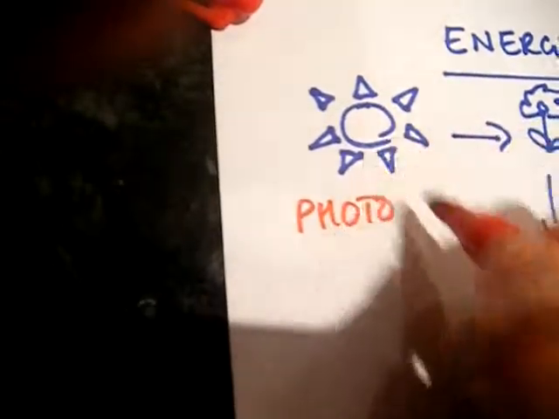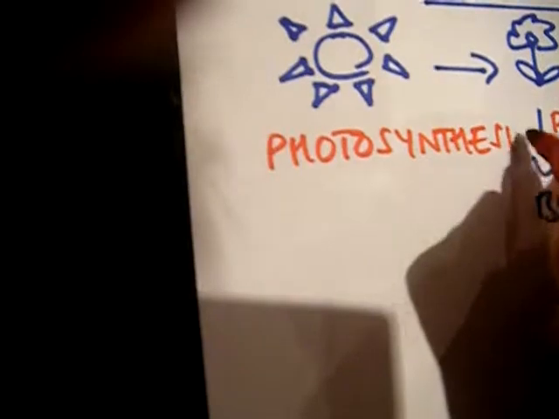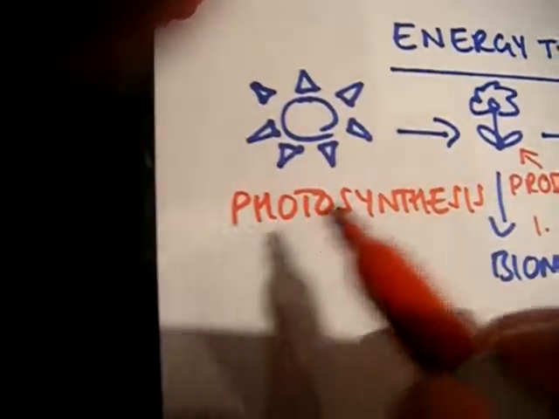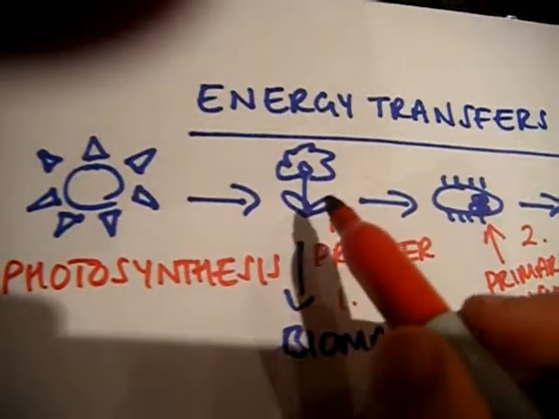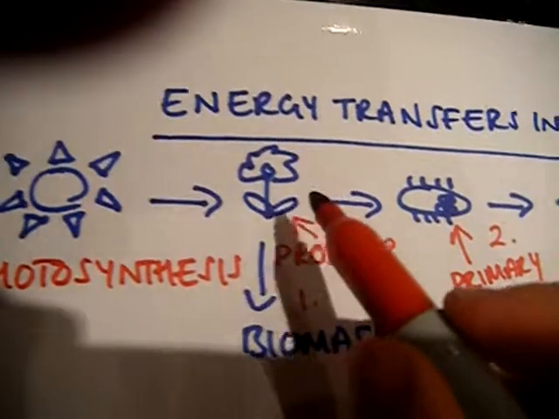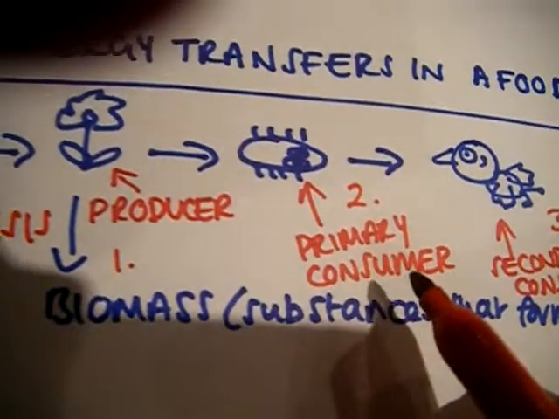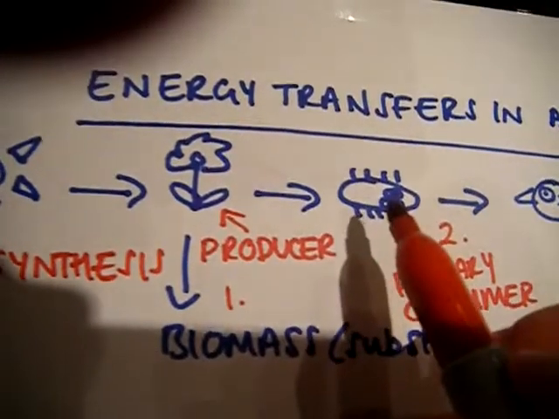Photo means light. Synthesis means make. So it means it makes its own food from the sun. It produces its own food, so it's called a producer. The thing that eats the producer is called the primary consumer. It's called a consumer because it consumes something else. Primary because it's first.